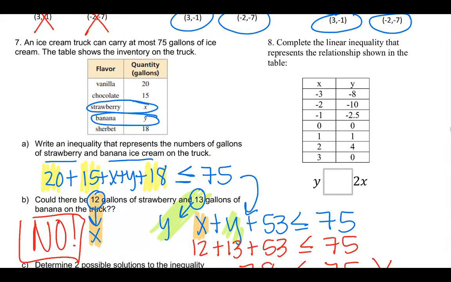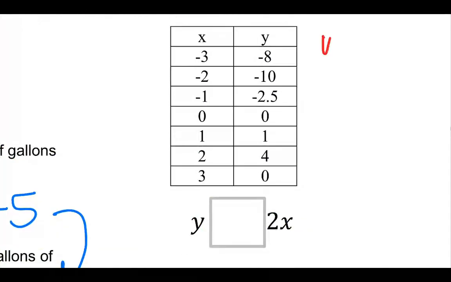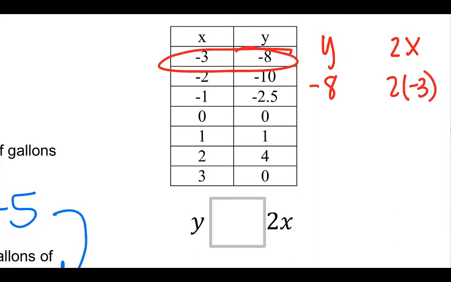Okay, this one says complete the linear inequality that represents a relationship shown in the table. So what I would do is I'd start plugging in some points and figure out what's happening when I plug them in. So I've got y something 2x. If I plug in my first point of negative 3, and my negative 8 is here, 2 times negative 3, and again I'm using this point here, I've got -8, and then over here I've got -6.